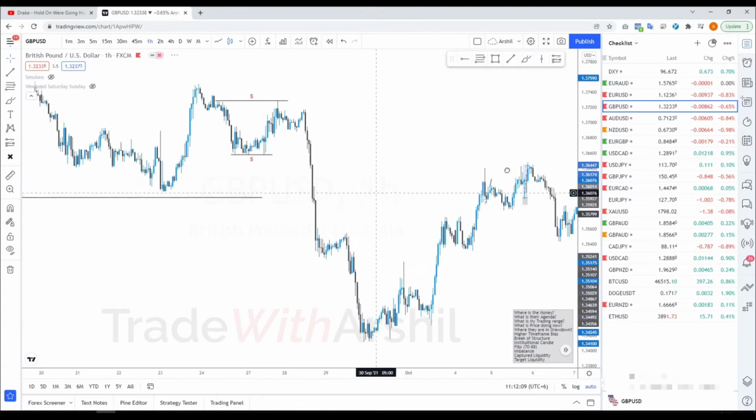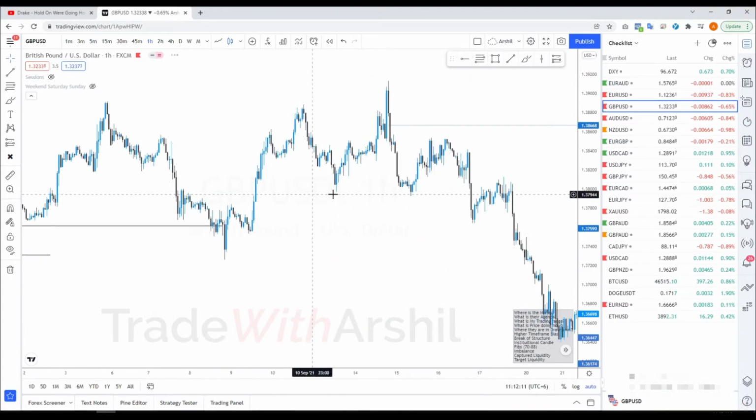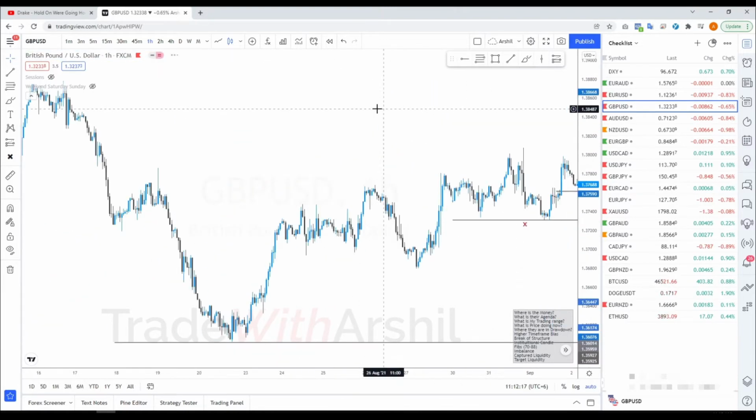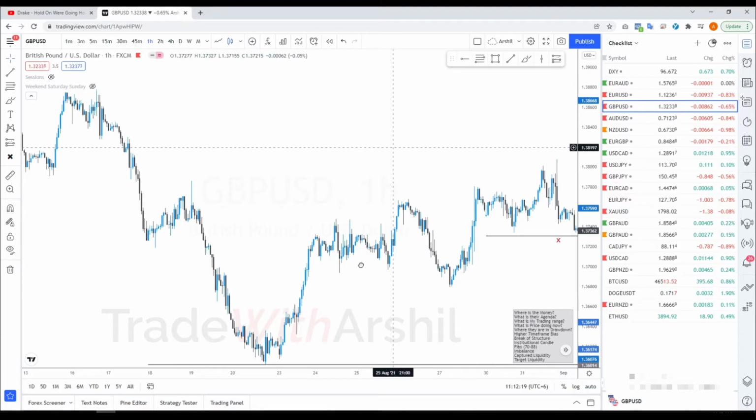But the market structure mistake that I'm going to talk about today is not that difficult to understand, and I'm going to show you guys with some examples today. But to give you guys a clear view first, let me first explain what I'm trying to explain.